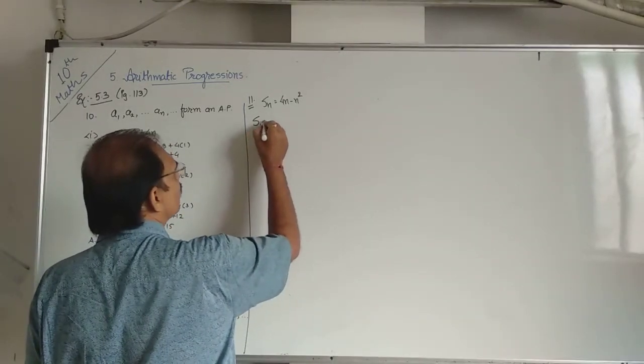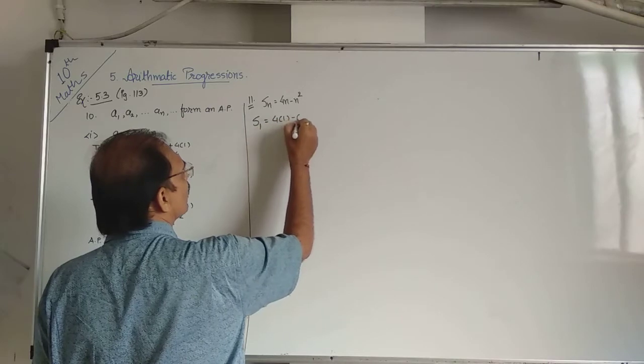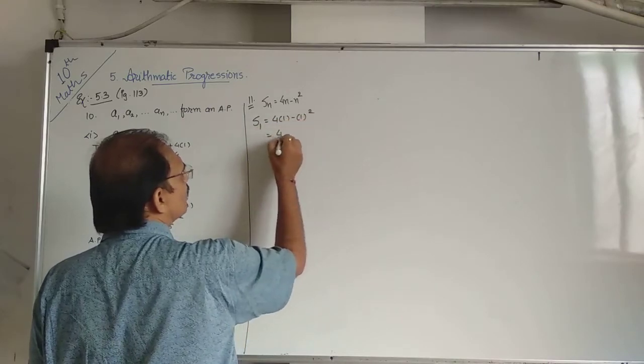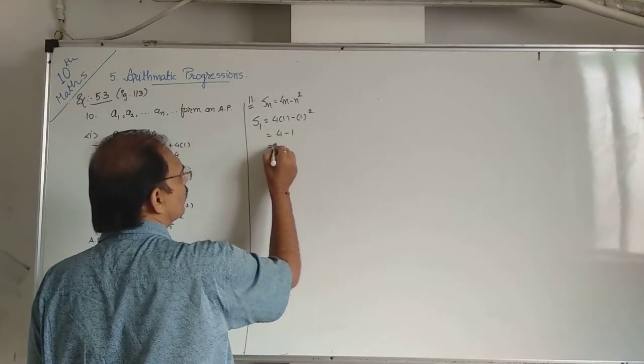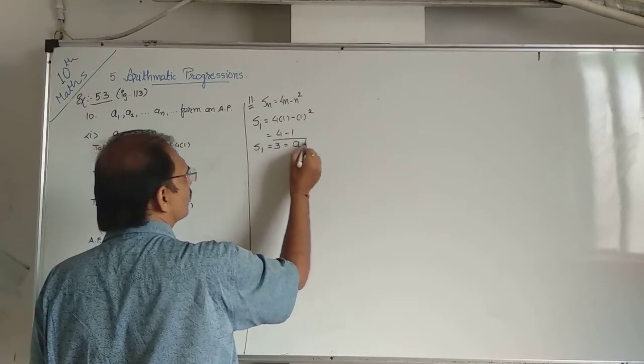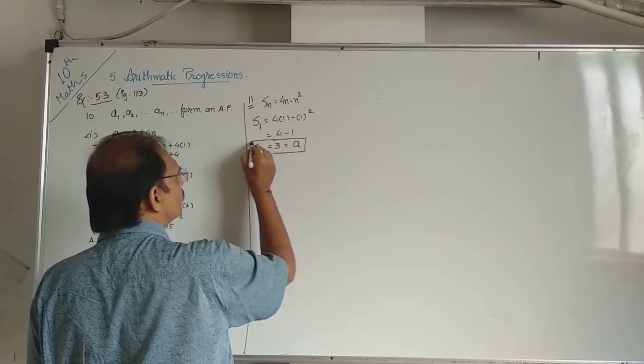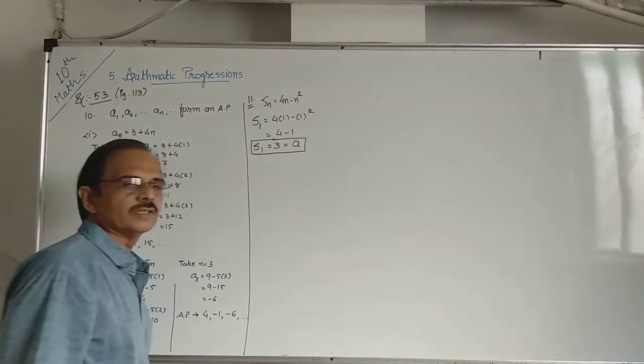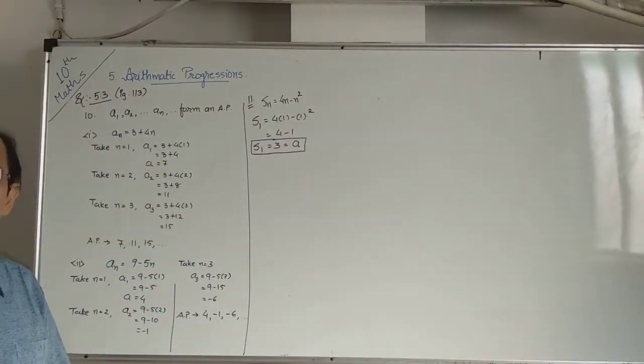So S1 equal to what? 4 into 1 minus 1 square. 4 ones are 4, 1 square is 1, 4 minus 1 is 3. S1, the sum of first term, is also called the first term. Okay, so the first term is 3, and the sum of first term is also 3.